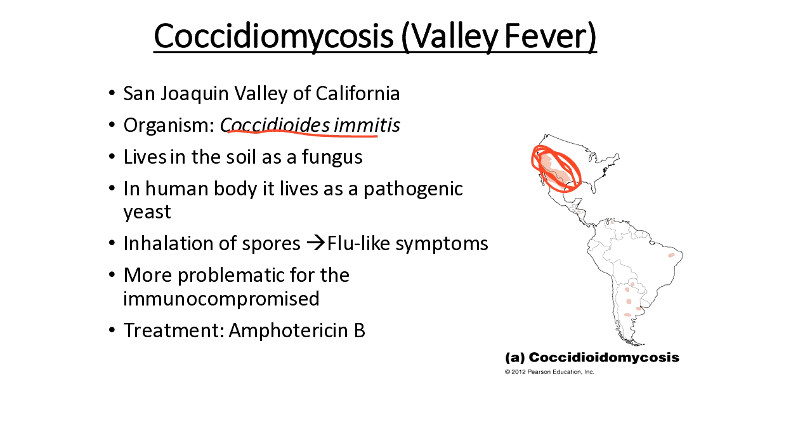Now, most people that get infected will either have no symptoms or at the most maybe some flu-like symptoms. This tends to be more of a problem with people that are immunocompromised, like AIDS patients. As far as treatments for this, the antifungal drug amphotericin B is the number one treatment for it.